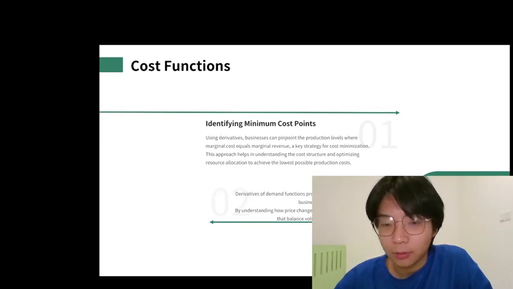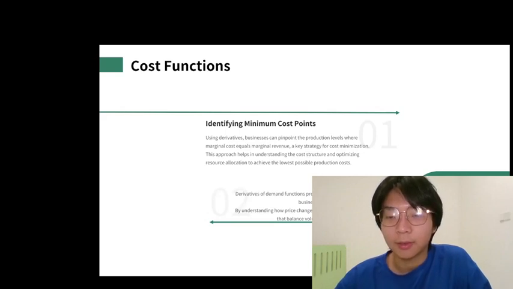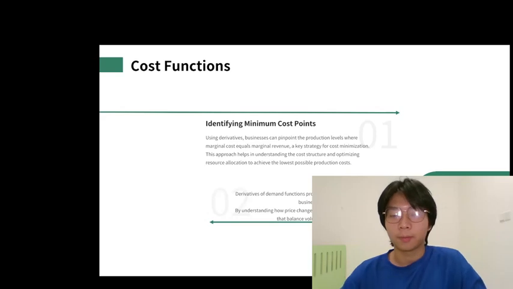And it can also help with the elasticity. Derivatives of demand functions provide insights into price elasticity, allowing businesses to adjust prices to maximize revenue. By understanding how price changes affect demand, companies can set prices that balance volume and price to achieve optimal revenue.